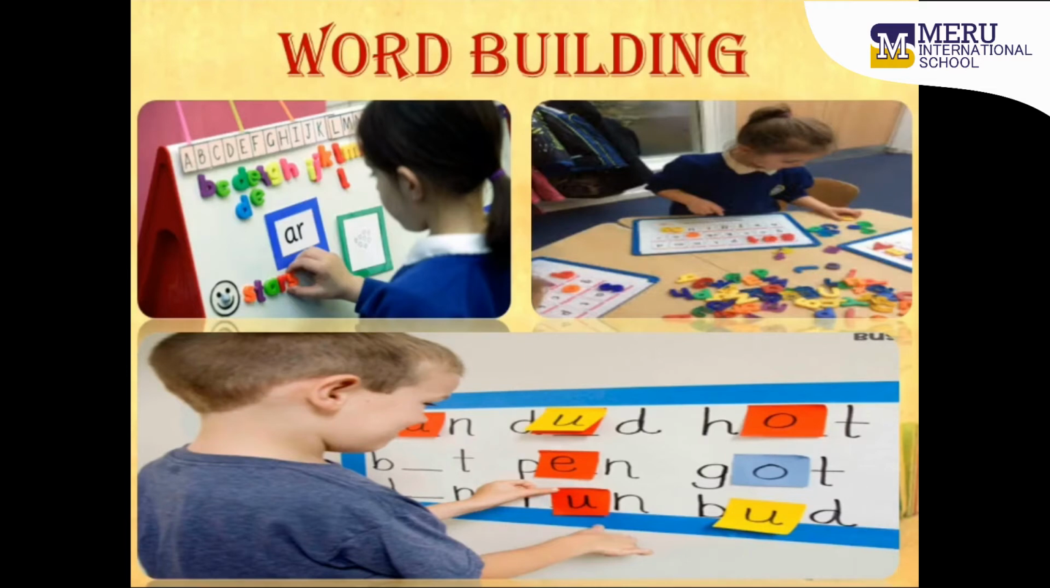Here we can see some word building activities. You can see in the picture how the children are given these letters and asked to form words with different categories. Like in the first picture, the child is making words with AR, that is the R sound. In the same way, you can see in the next picture where the child is putting in the missing letters. These activities will be fun and the child will learn through this play. So you can also have a good time playing with the child and have a good learning experience with the child.